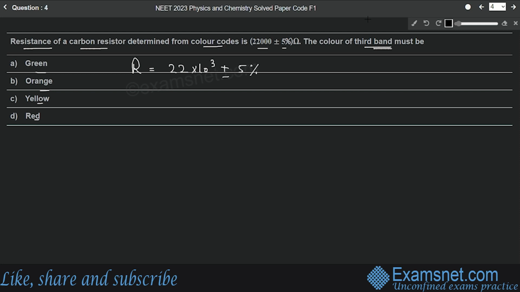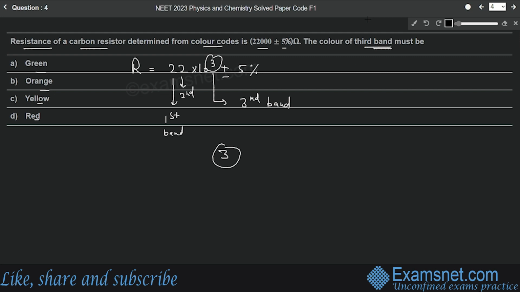Now here the first digit, that is 2, will correspond to the first band. The next digit, that is this 2, will correspond to the second band, and the decimal multiplier, that is the power of 10, will correspond to the third band, about which the question has been asked. So we have to focus on number 3, right? Now we have to determine the color. So how to do that?